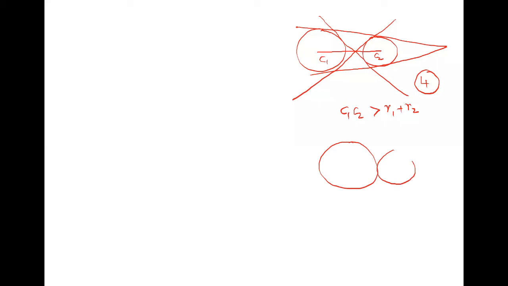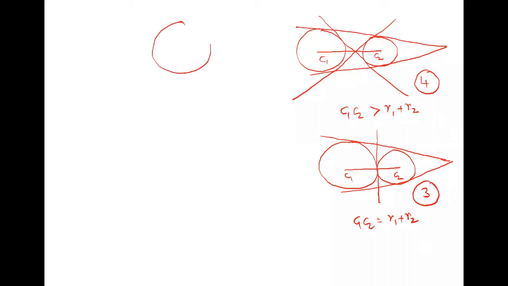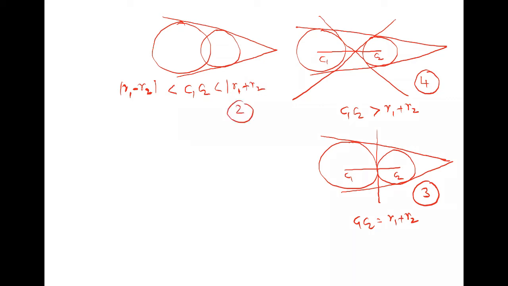Next, one circle and another circle touching each other. So this is a common tangent. This is C1, this is C2. C1, C2 is equal to R1 plus R2. 3 tangents possible. Next, one circle intersects another circle. Only 2 tangents are possible. What's the condition? C1, C2 lies between mod of R1 minus R2 and R1 plus R2. There are 2 tangents possible. Modulus, of course, is not required here.